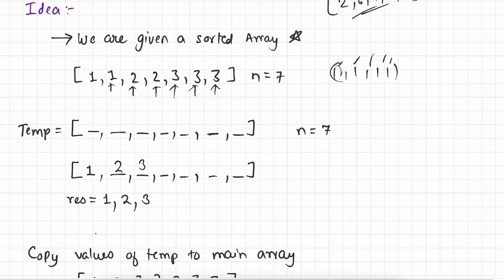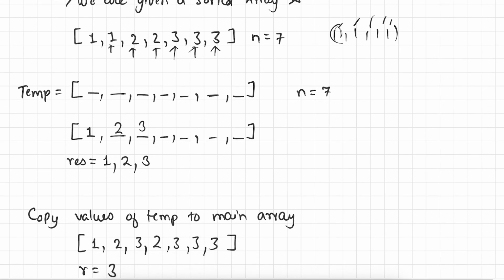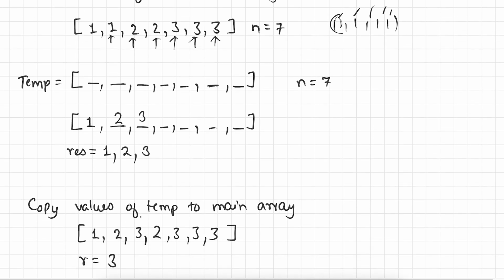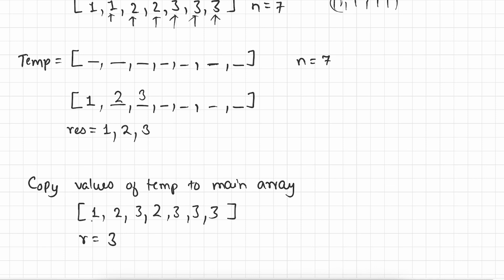Now what we have to do, we simply have to copy all the values from the temporary array to the main array. So after copying all the values from the temporary array to our main array, our array would look like this: 1, 2, 3, 2, 3, 3, 3.